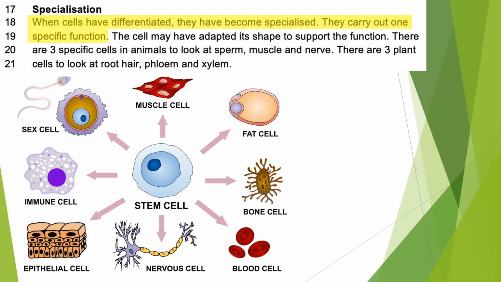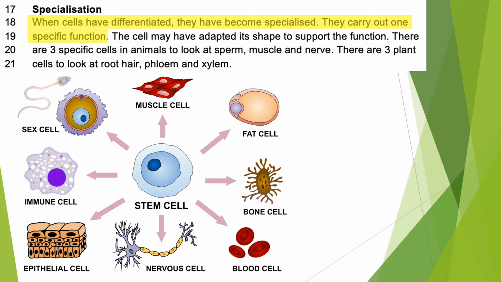They carry out one specific function. So look at the diagram on the screen here, and starting at the very top, you have muscle cells, fat cells, bone cells, blood cells, nervous cells, which are part of your nervous system. So I would call it a nerve cell. Epithelial cell is actually your skin, right? So skin cells, immune cells such as your white blood cells, and sex cells. So males, that would be your sperm, females, that would be your egg, right?